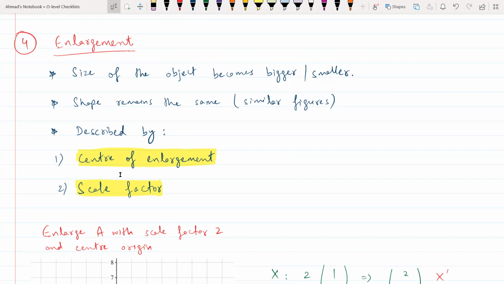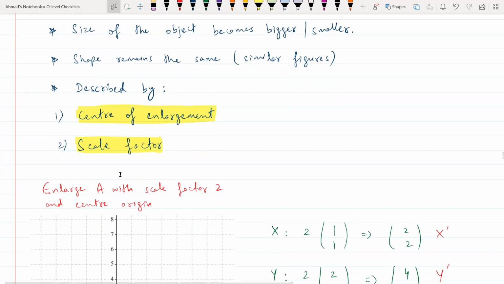Now how is an enlargement described? It's described by a center of enlargement. Just like there is a center of rotation, there is a center of enlargement, about which your enlargement is happening. Then you have a scale factor, how much you want to make the object bigger or smaller. Although it's called an enlargement, if the figure is getting smaller, that is also called an enlargement. Okay, its scale factor becomes less than 1.